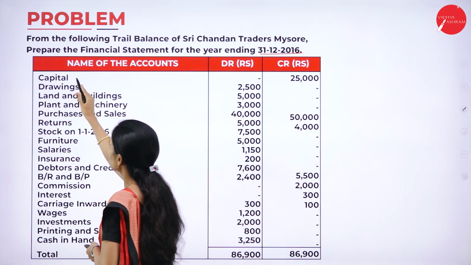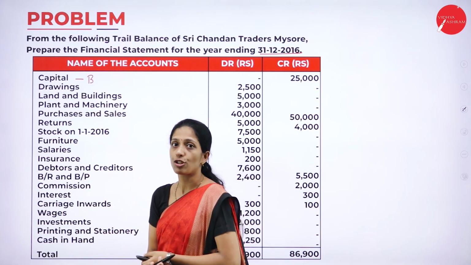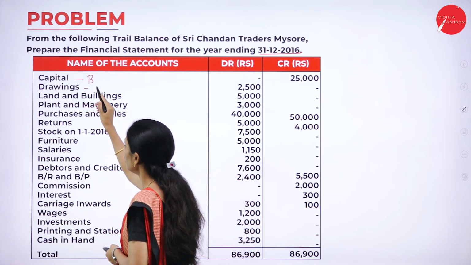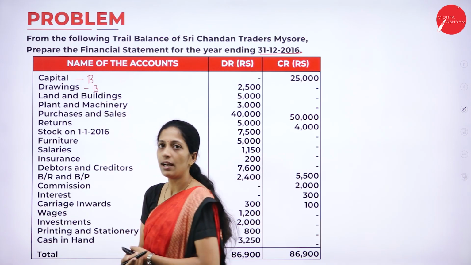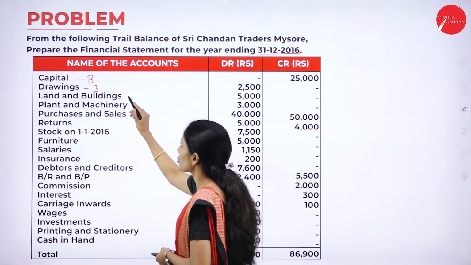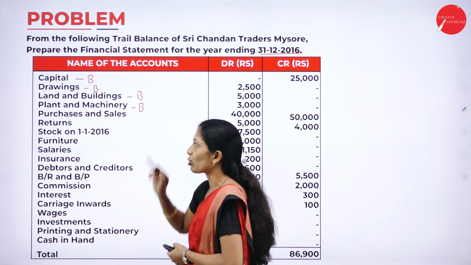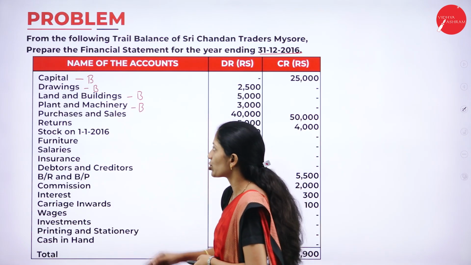Capital. Where do we record it? It is a capital item, so we will record it in the balance sheet. Next, drawings. We will deduct it from the capital, in the balance sheet on the liability side. Land and building is an asset, so we will record it in the balance sheet. Plant and machinery is also an asset, so record it in the balance sheet.